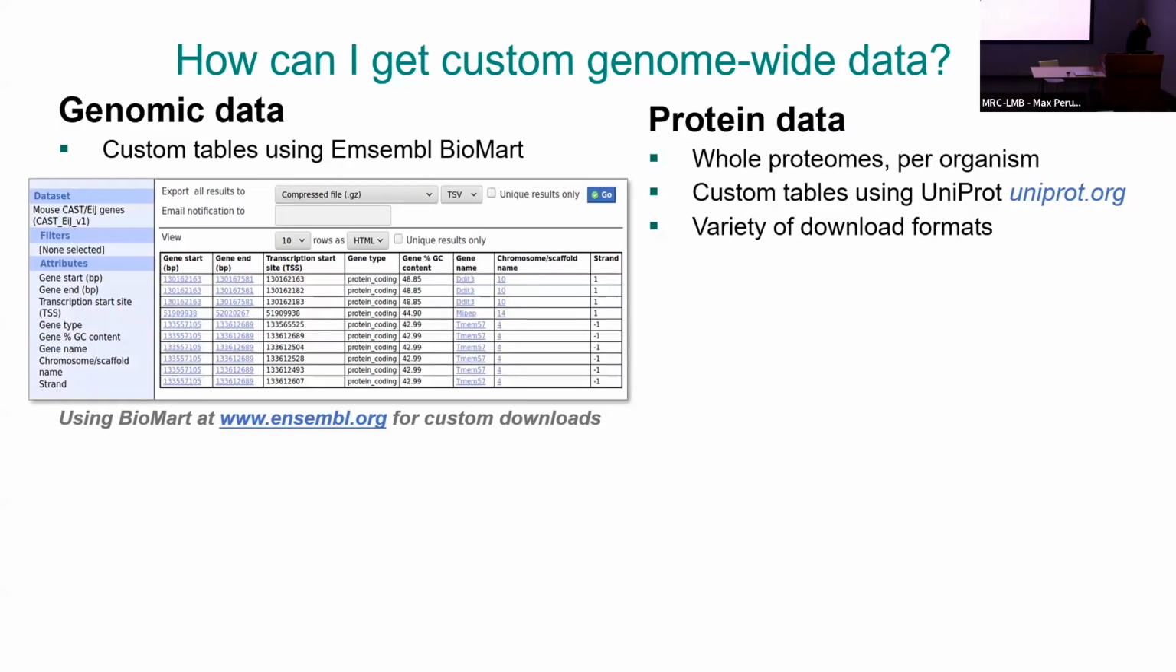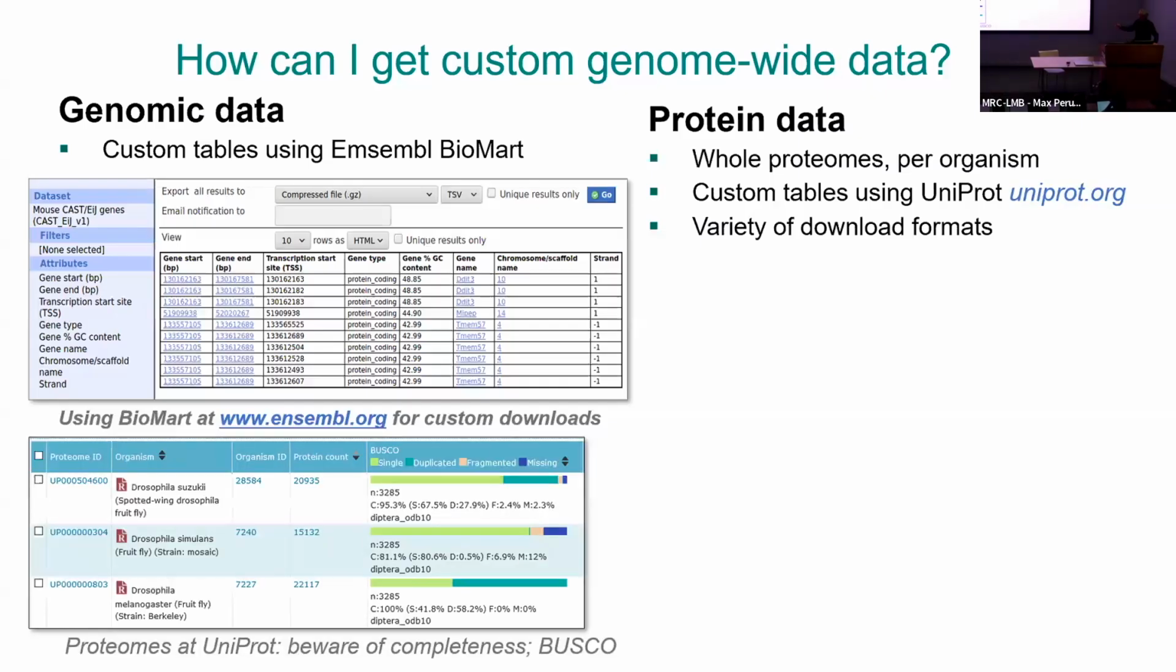For protein data, you can do a similar thing through UniProt. And generally, of course, you'll be choosing a whole proteome for one organism. There are loads of proteomes, and they're checked in UniProt. Be aware, though, that different proteomes have different levels of completeness. BUSCO is listed at UniProt, and it checks how many of the well-conserved, constitutive basal machinery type proteins are actually represented in the proteome. So be aware that some proteomes are not necessarily complete.